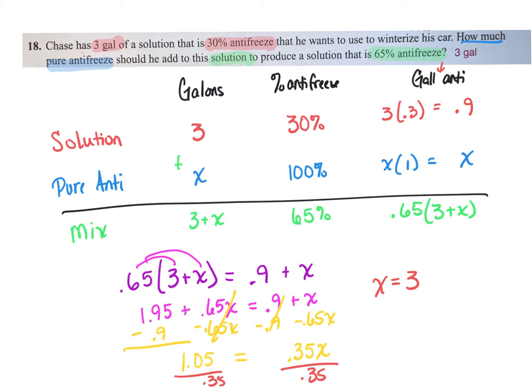And so I double check and make sure that I'm answering the question. My x was what? In this whole setup, what is my x? The amount of pure solution. Yeah, gallons of pure antifreeze there. And so x is going to be 3 gallons of pure antifreeze. And then we double check, is that what they asked for? Well, yeah, they said, how much pure antifreeze? And so this is my answer here.